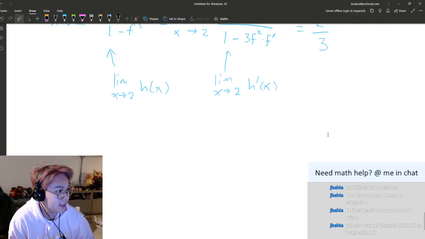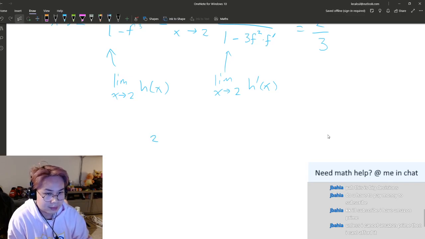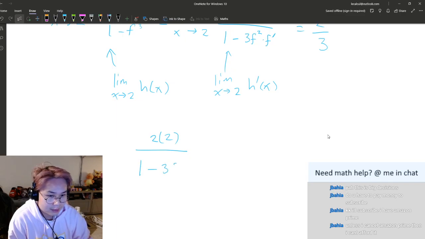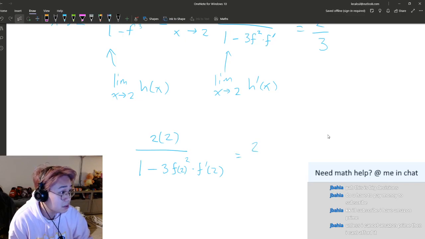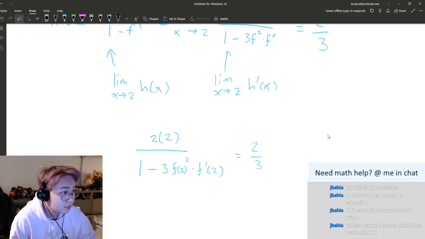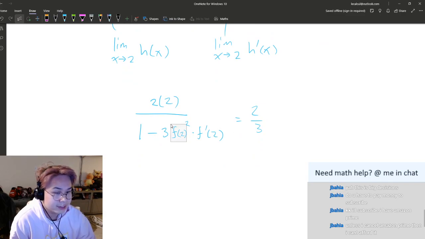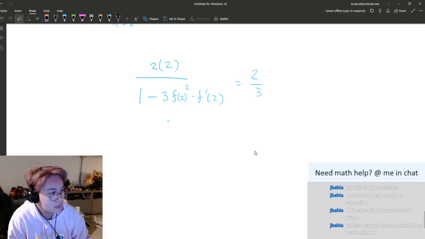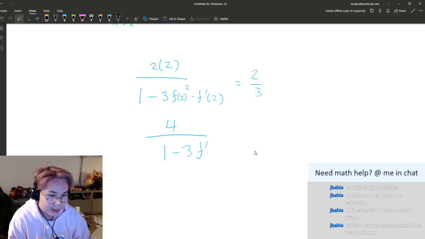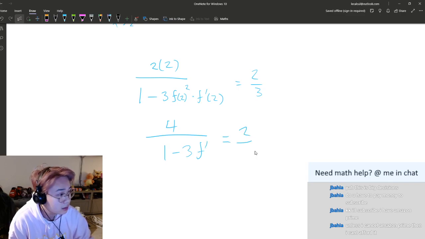Okay, and then we can evaluate this limit. So 2 times 2 over 1 minus 3 times f at 2 squared times f prime at 2 should be 2 over 3. And then we know what this value is now. That's 1. So then we can just do a little bit of algebra and figure this out. This is an interesting question. So this is 1 minus 3 f prime. I'm going to shorten it to f prime.